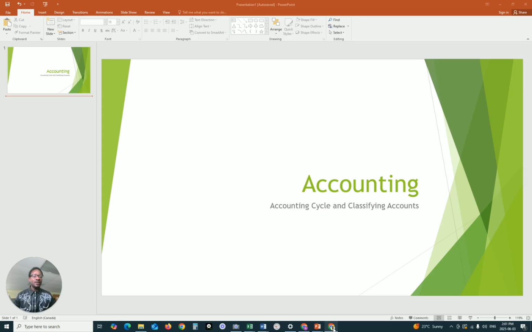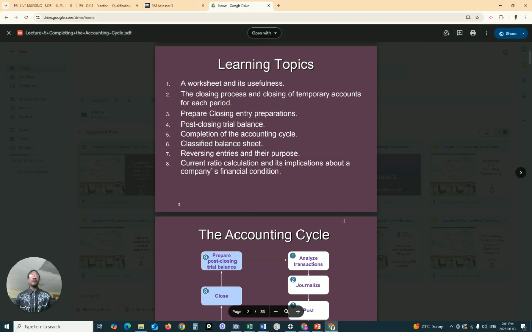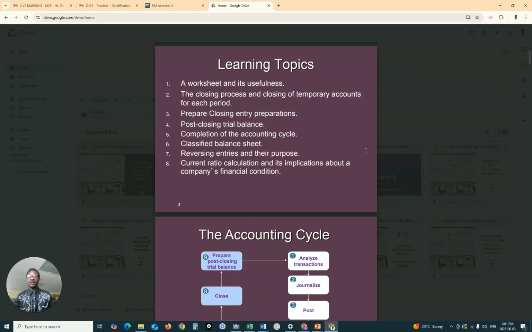So going forward, the outcomes at the end of this coursework are: a worksheet and its usefulness, the closing process and closing of temporary accounts for each period, preparing closing entries, post-closing trial balance, completion of the accounting cycle, classified balance sheet, reversing entries and their purpose, current ratio calculation and its implications about a company's financial condition.